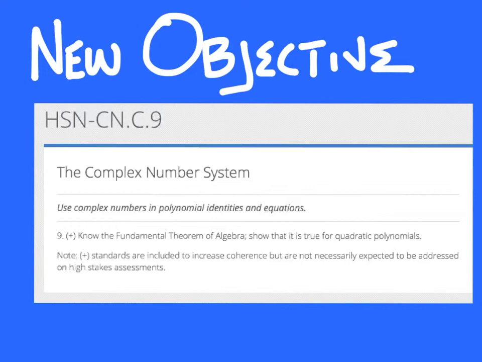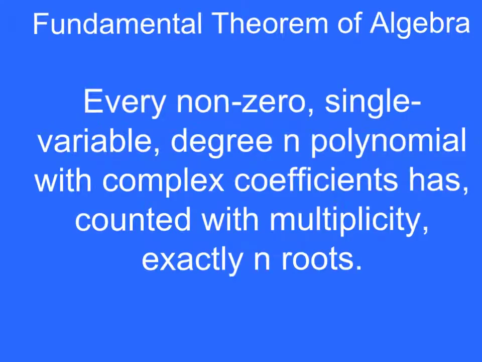A complex number system. Know the fundamental theorem of algebra. Show that it is true for quadratic polynomials. So the fundamental theorem of algebra, at least this part, is every non-zero, single variable, degree n polynomial with complex coefficients has, counted with multiplicity, exactly n roots. And that's a lot easier to understand than what it sounds like. And you'll see what I mean when we go to an example.